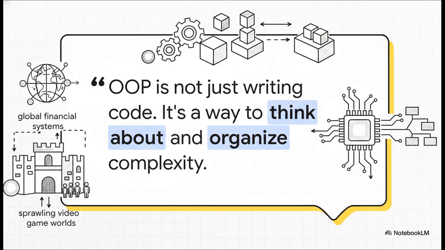And that really brings us to this key idea. Object-oriented programming is not just a way to write code, it's a way to think about and organize complexity. And that's the absolute truth. It's not about syntax or keywords, it's a mental framework. It's what allows a small team of developers to tackle these massive, mind-bogglingly complex systems, whether it's an entire online game world or a global banking network, by breaking them down into small, logical, manageable chunks.